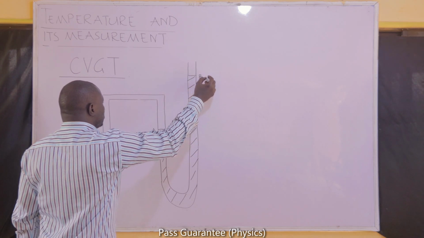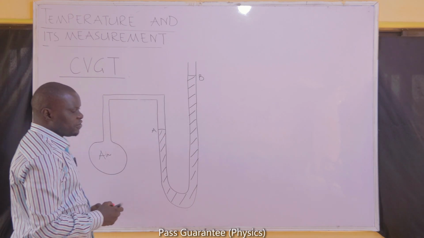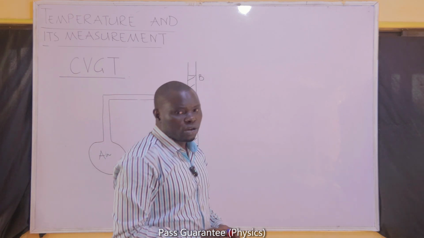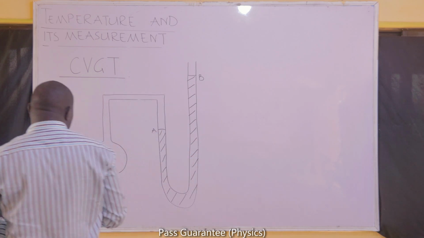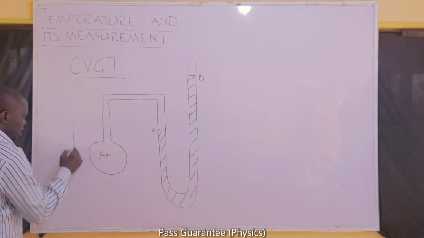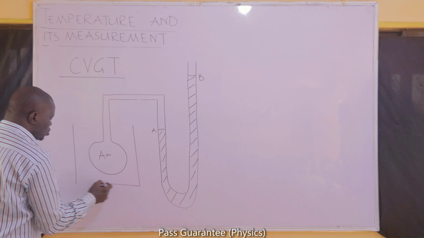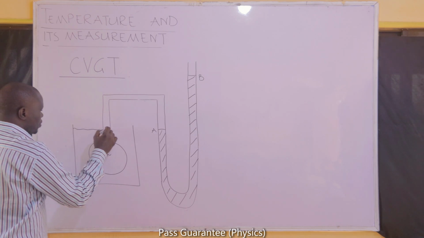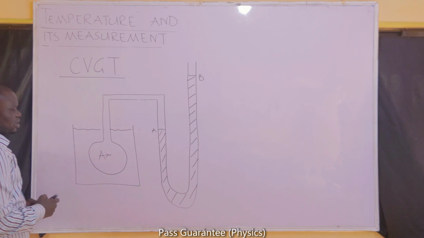Call this point B. So this is how a constant volume gas thermometer looks. And how does it work? We simply have to put this end into whatever it is that we want to find the temperature of.